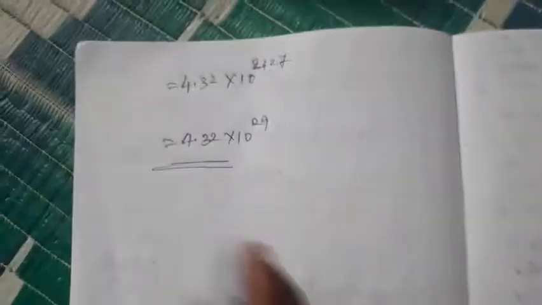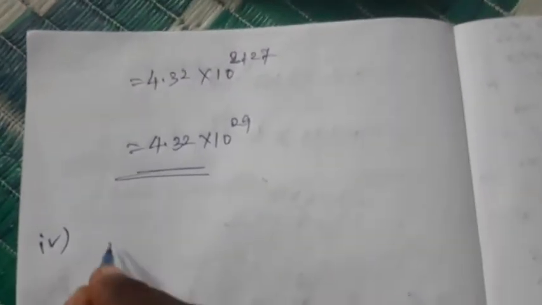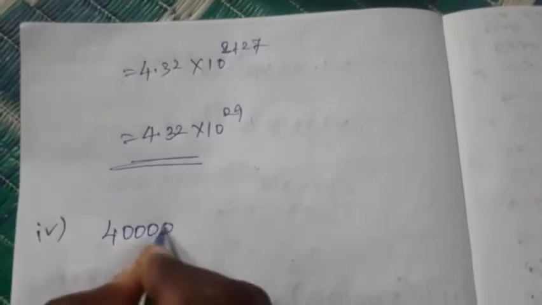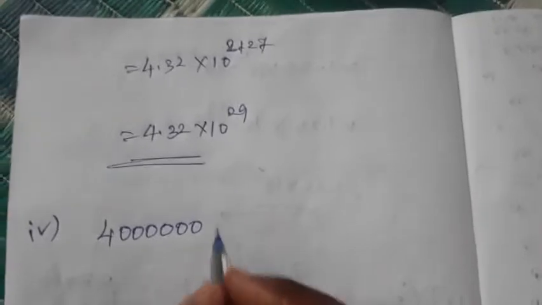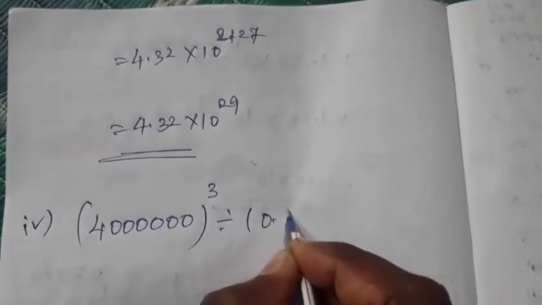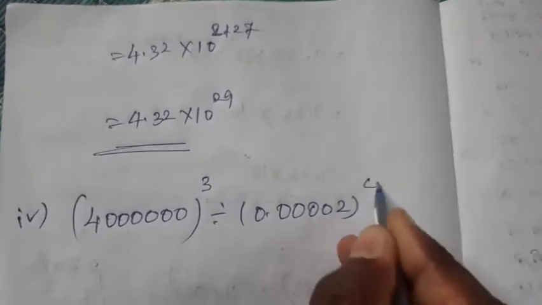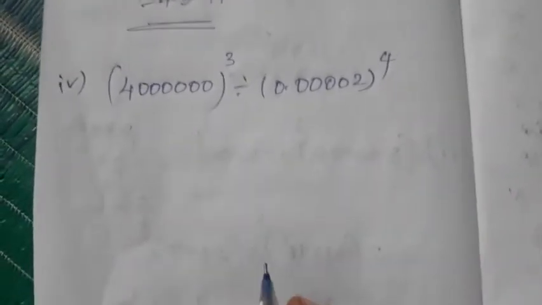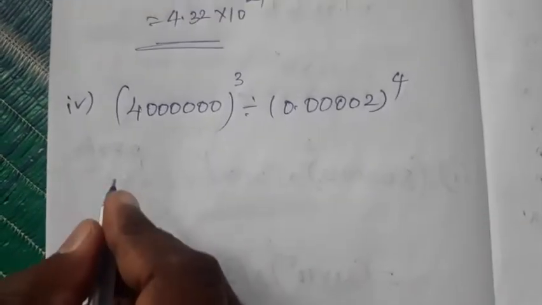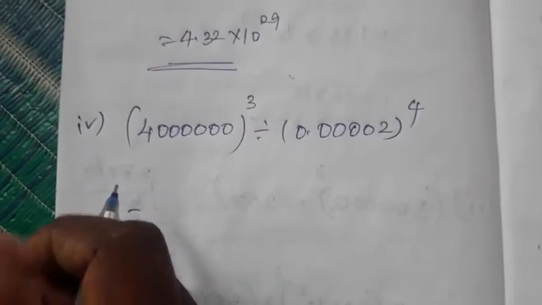Next see that, fourth subdivision. What is given in the fourth subdivision? So you see that given fourth subdivision: 40 lakhs whole cube divided by 0.00002 whole to the power 4. So this is the given question. Now take write solution. Well, first take write in for 40 lakh, take write in scientific notation.